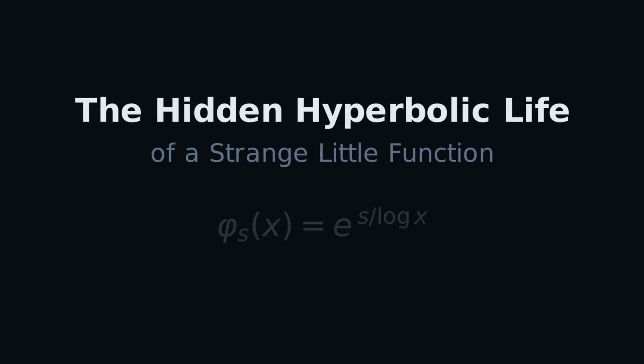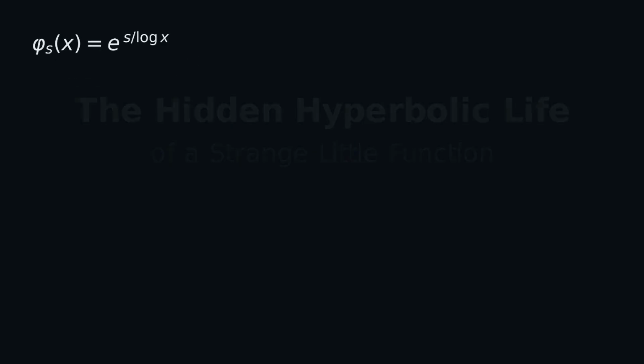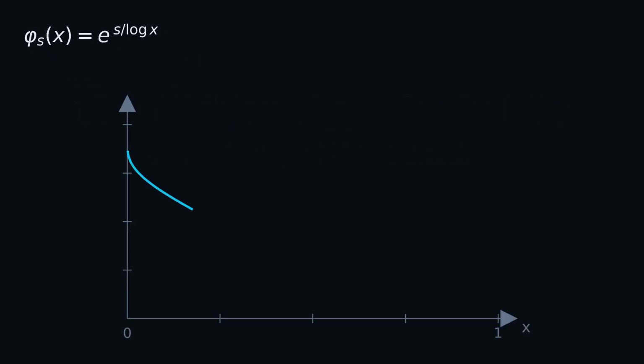Take a look at this function, e to the power s over log x. It looks like a typo. It behaves like a riddle. For x between 0 and 1, it glides down from 1 to 0. And near x equals 1, it is infinitely flat. Every single derivative vanishes there, just like the famous smooth bump function.